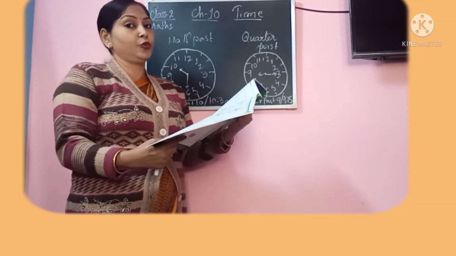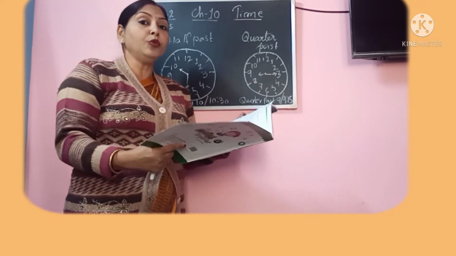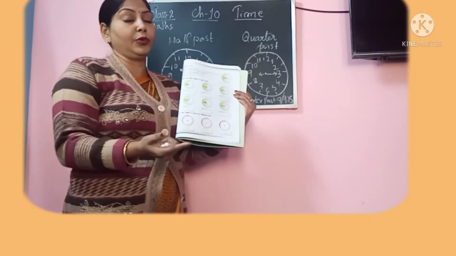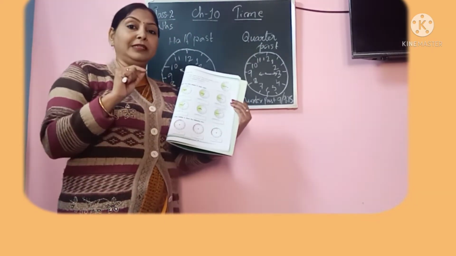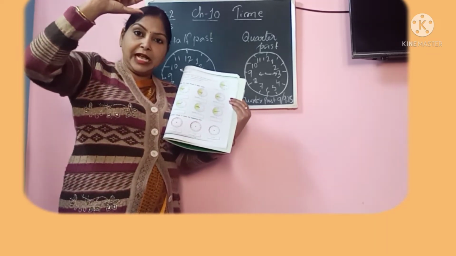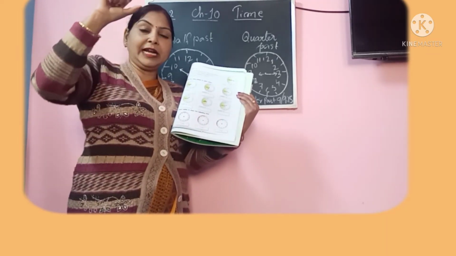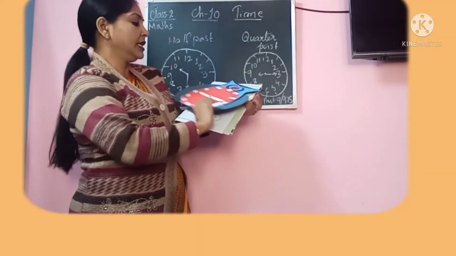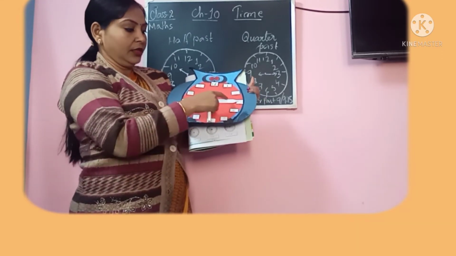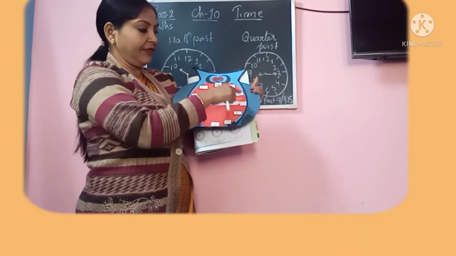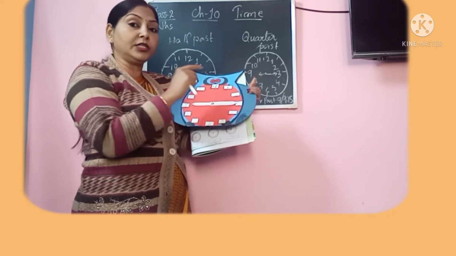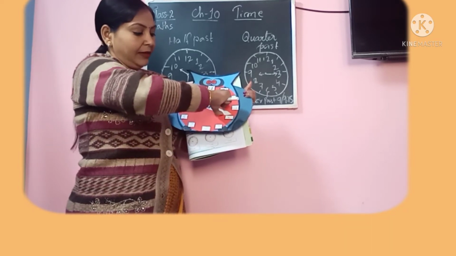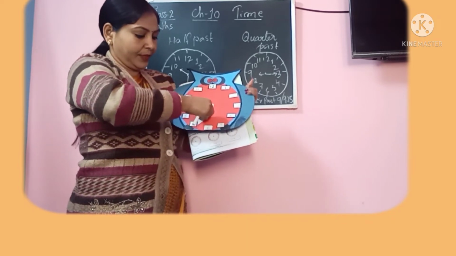Now the next word is quarter to. Quarter to means what? What is the difference between quarter past and quarter to? The difference is that in quarter past, the minute hand has already covered 15 minutes. Like here, in this clock, the minute hand has covered 15 minutes. But when we say quarter to, that means the minute hand comes at 9.